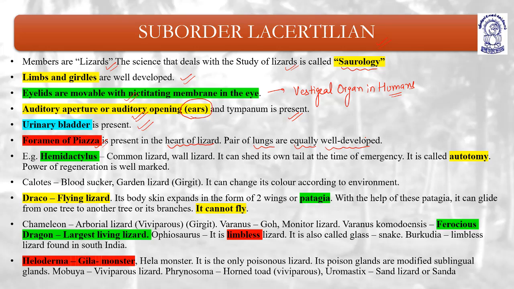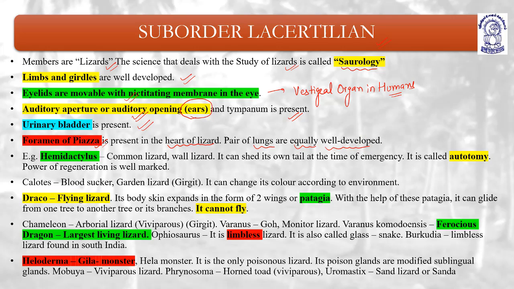So when we compare the lizard to the salamander, salamander ear openings were absent. Lizard ear openings are present. In lizard, the fingers and toes have claws. But in case of salamander, the claws were absent. The foramen of Panizza is present in the heart of lizard, and lungs are paired and well developed.